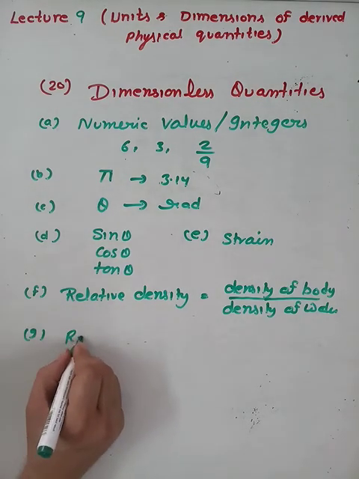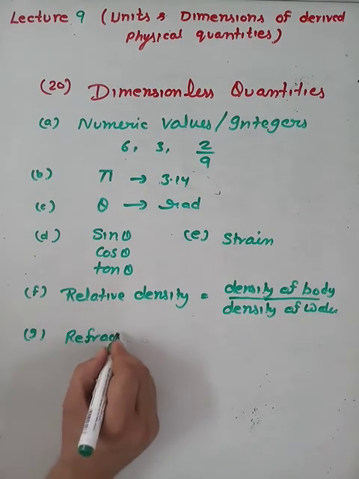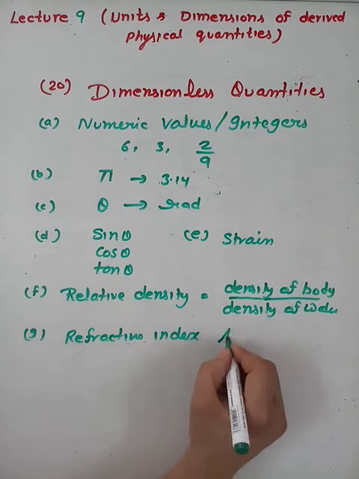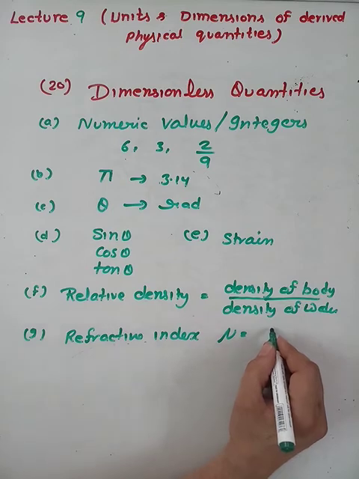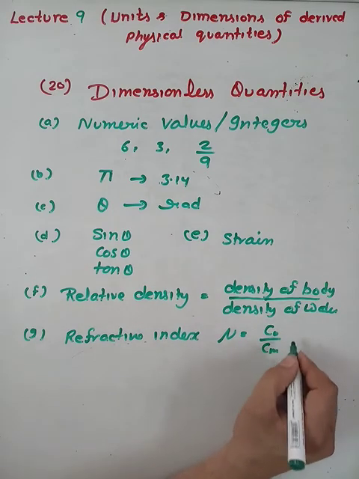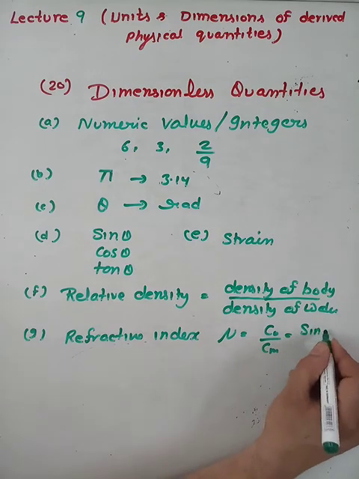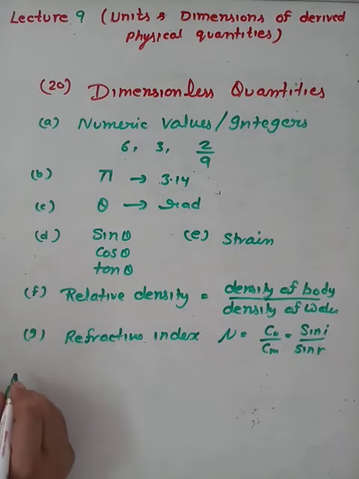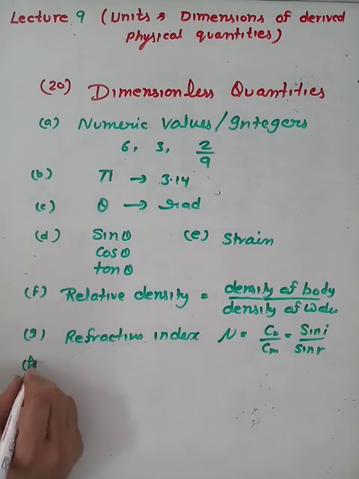Refractive index you have done in 10th class. What is refractive index? Mu is equal to the speed of light in free space upon the speed of light in medium, or it is sin i by sin r. It is dimensionless. Avogadro number.